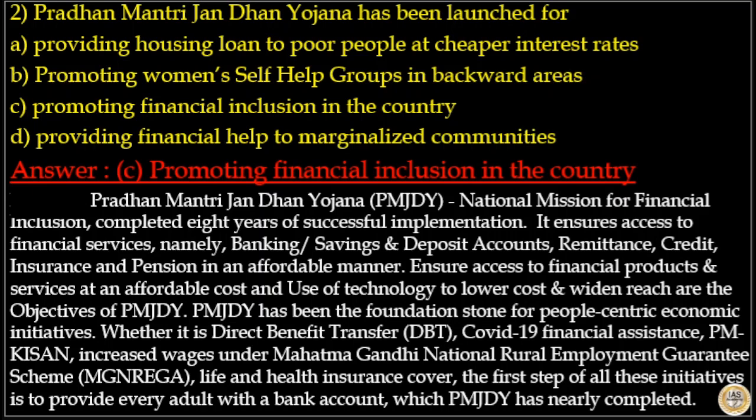This has been the foundation stone for people-centric economic initiatives, whether it is direct benefit transfer, COVID-19 financial assistance, PM Kisan, increased wages under the Mahatma Gandhi National Rural Employment Guarantee Scheme, or life and health insurance cover. The first step of all these initiatives is to provide every adult with a bank account, which Pradhan Mantri Jan Dhan Yojana has nearly completed. So here the answer to this question is option C.